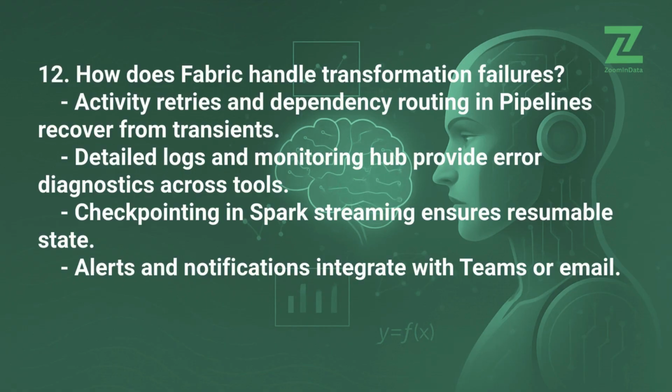12. How does Fabric handle transformation failures? Activity retries and dependency routing in pipelines recover from transients. Detailed logs and monitoring hub provide error diagnostics across tools. Checkpointing in Spark streaming ensures resumable state. Alerts and notifications integrate with Teams or email.